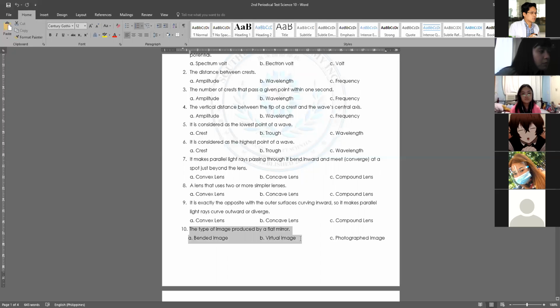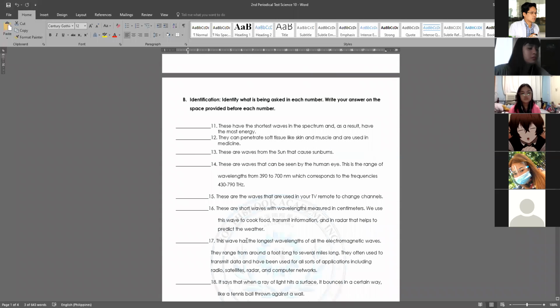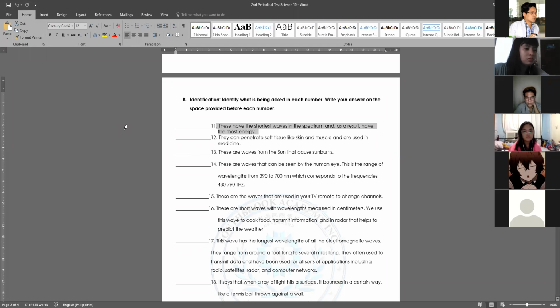Number 10, let's have Veloso. The type of image produced by a flat mirror. B. Virtual image. Virtual image is correct. Test 1B is identification. You're asked to identify the terminology. Number 11, Inario. These have the shortest waves in the spectrum and as a result have the most energy. Gamma rays. Gamma.